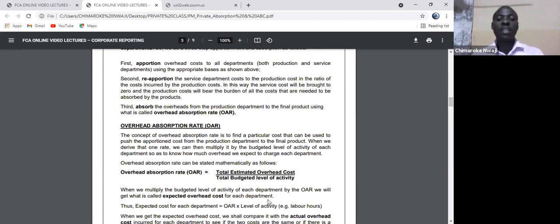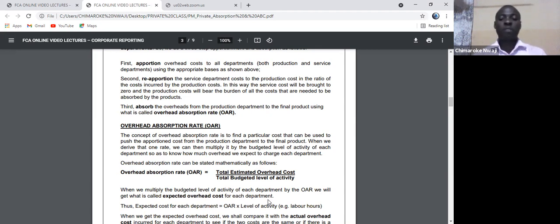Now, this rate is also predetermined in advance. So it means that before a period of costs, you would have determined what that absorption rate will be. And you are going to be using that predetermined rate to multiply your level of activity. Now, how do we get this rate? It's very simple. Absorption costing uses one thing to judge its level of activity, and that is labor hours.